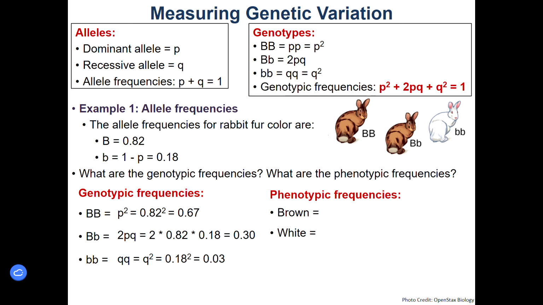Perfect. So if we know what our P squared and 2PQ are, we can figure out Q squared by setting the sum equal to 1 and solving for Q squared. Because we're talking about our entire population, we want it to be equal to 100% of the individuals. So if you did 1 minus 0.67 minus 0.3, you would get 0.03, or 3%. Now, how are we going to figure out our phenotypic frequencies for brown fur color?